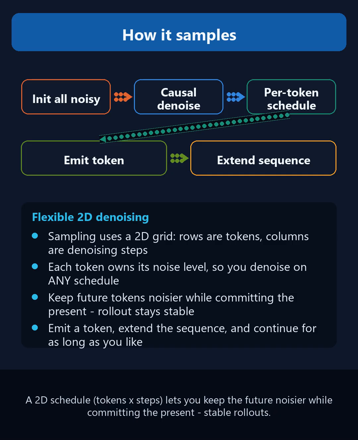Sampling is where the design pays off. Picture a two-dimensional grid. Rows are tokens, columns are denoising steps. Because each token owns its noise level, you can denoise along any schedule you like. Keep future tokens noisier while you commit the present, and the rollout stays stable. Start everything noisy, denoise causally, emit a token, then extend the sequence for as long as you want.